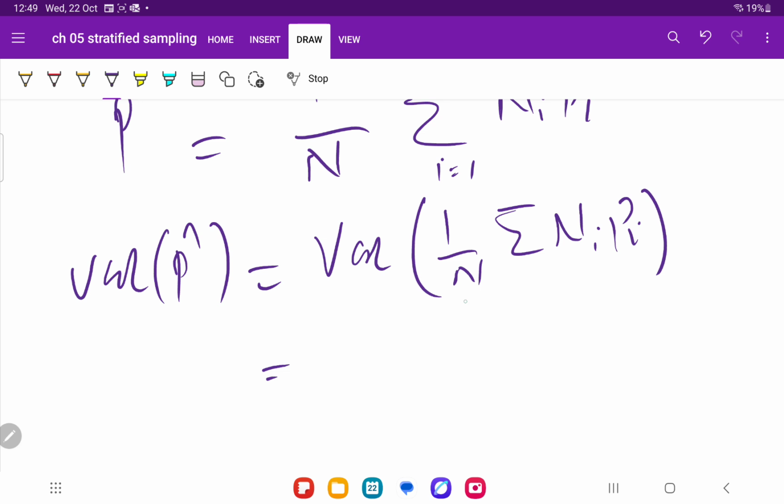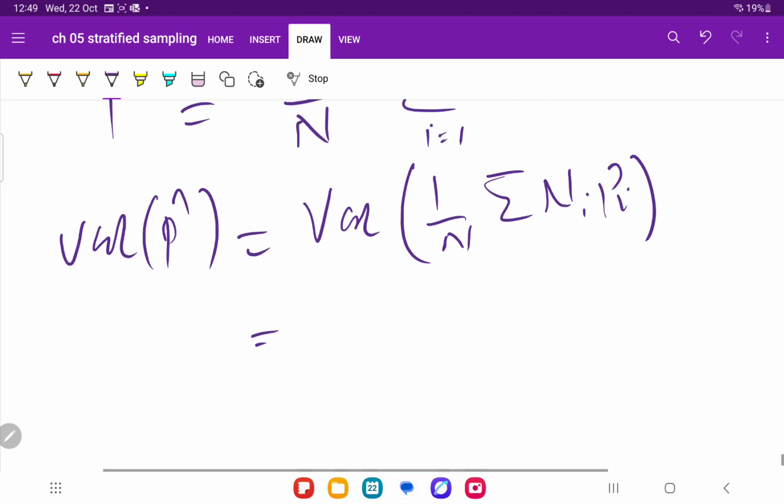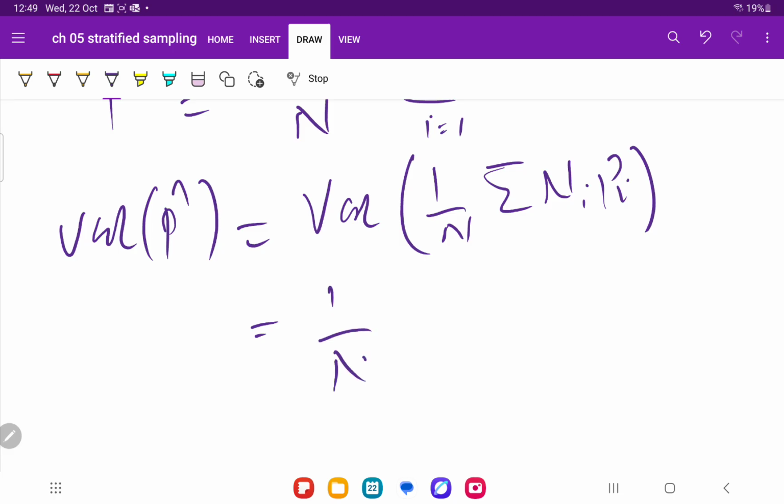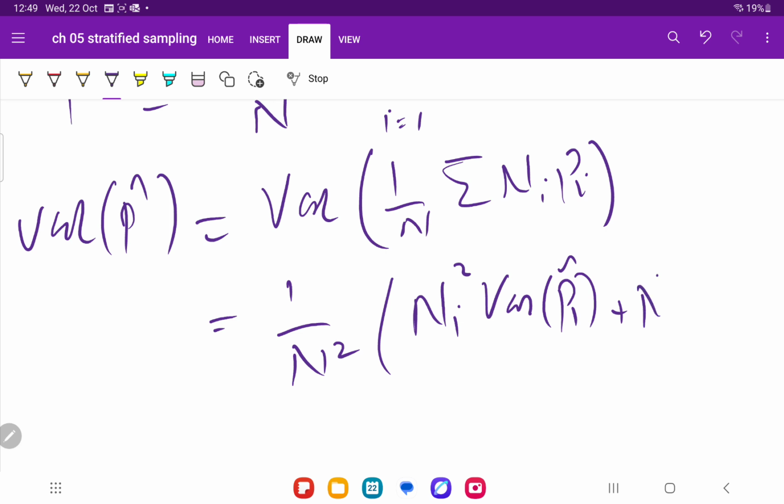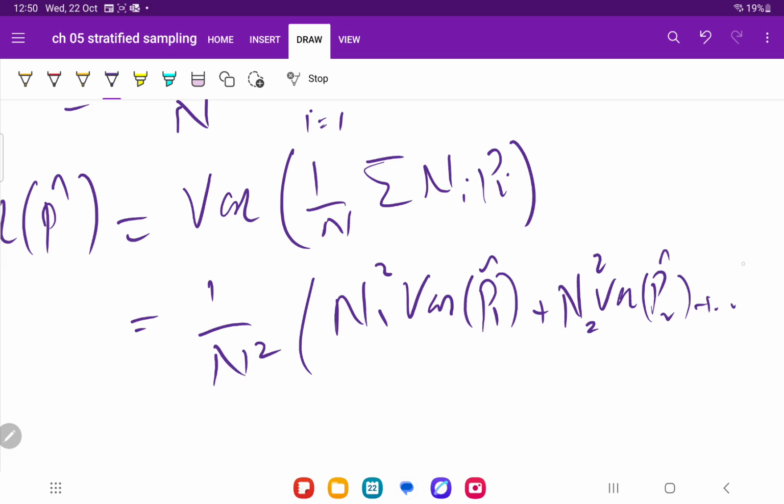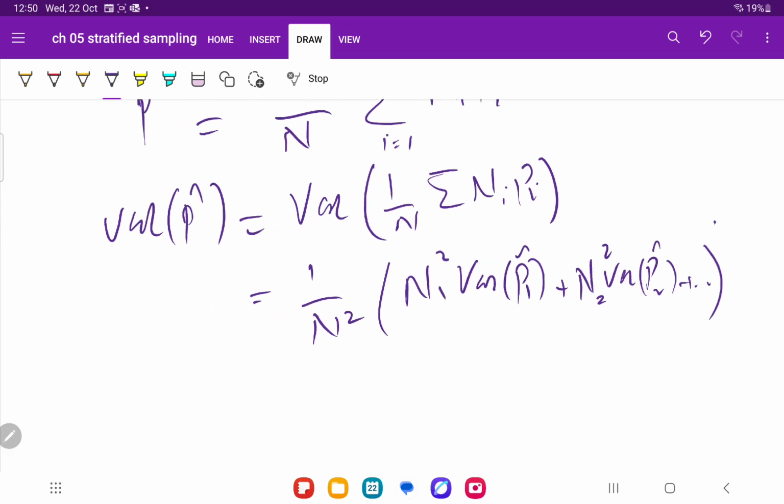Since 1 over n is a multiple of a random variable, because Ni and Pi are the random variables, okay, then this should be n square, and these Ni are also constants. Pi is the only random variable. So in each case we will have Ni square variance of p1 hat, plus N2 square variance of p2 hat, and so on. That is the expansion.